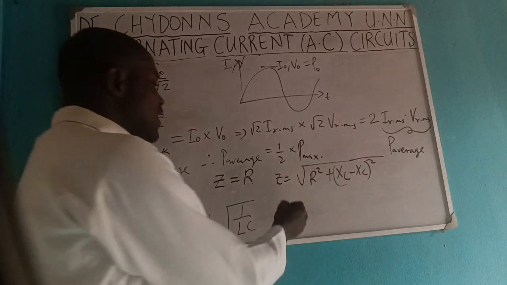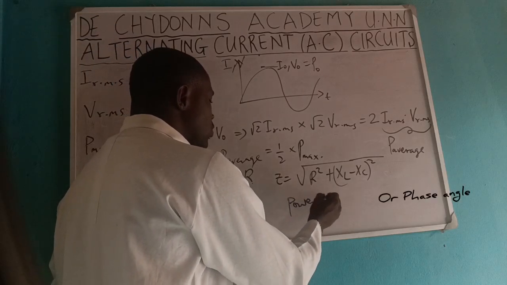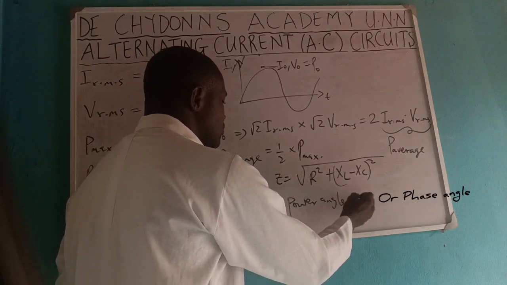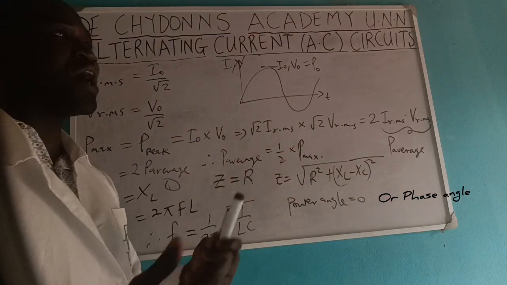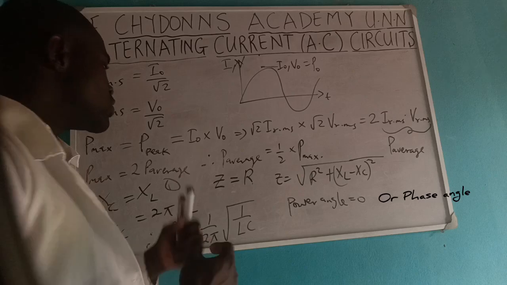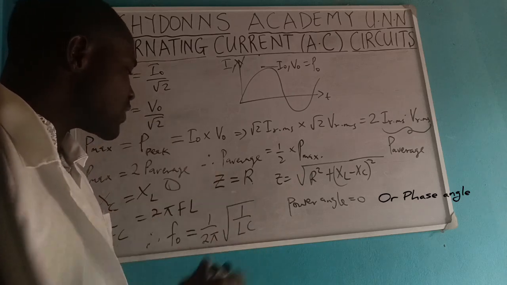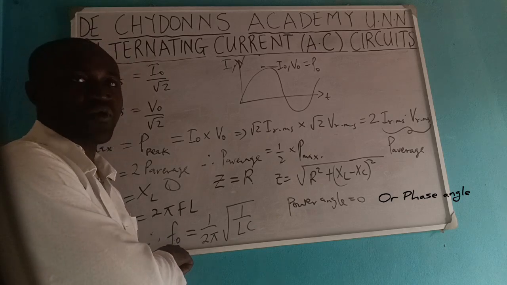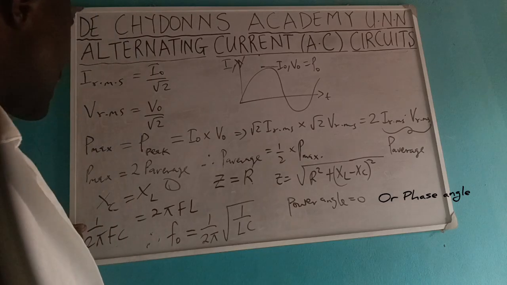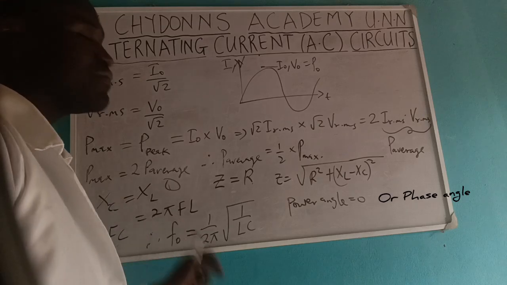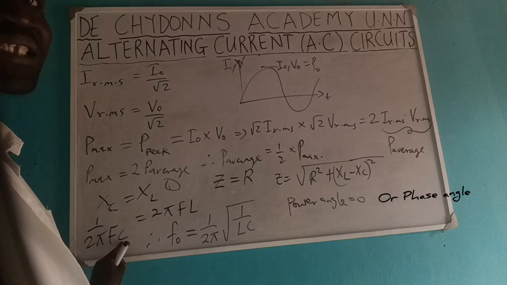Now, we also said that for resonance to occur, it means that the power angle is equal to 0, and the power factor is equal to 1. You say that resonance has occurred. So it's important to know this formula, the resonance frequency. They ask it very well. And the formulas for capacitive reactance, inductive reactance, and how to get your effective capacitance of the capacitors.